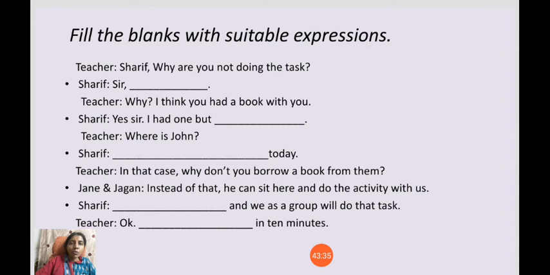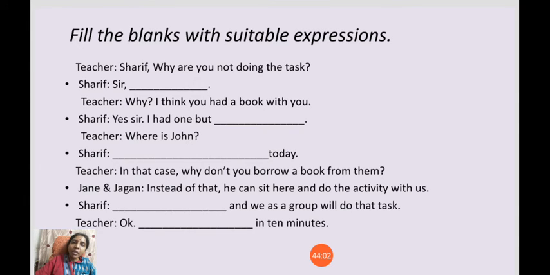Sharif. So why didn't he bring the book? Generally, they take the book. It's a common phenomenon in the class. They take the book and they'll be absent. Or he might have forgotten it. There are two reasons. So let's take the absence. So, where is John? So John is absent today.